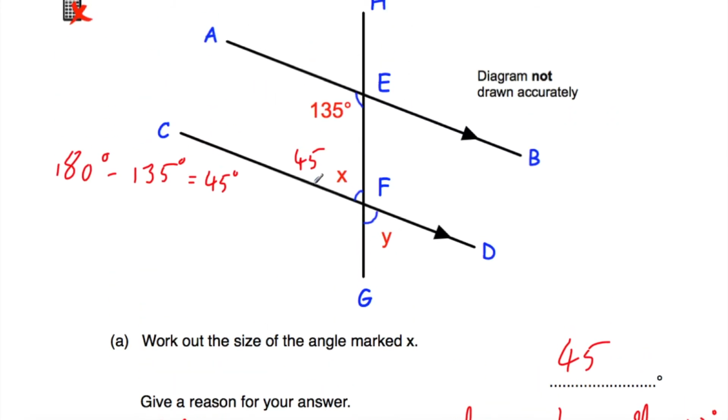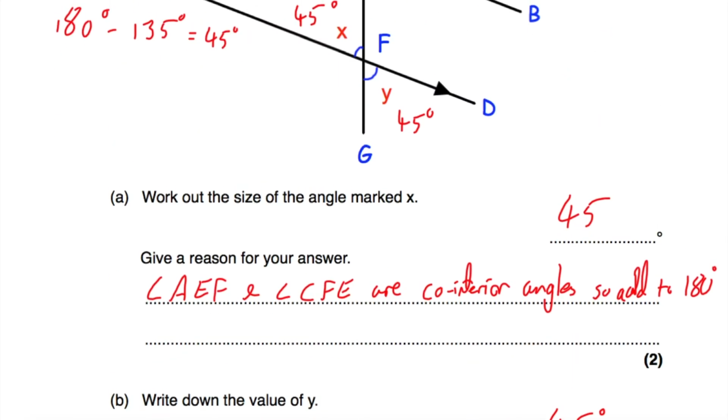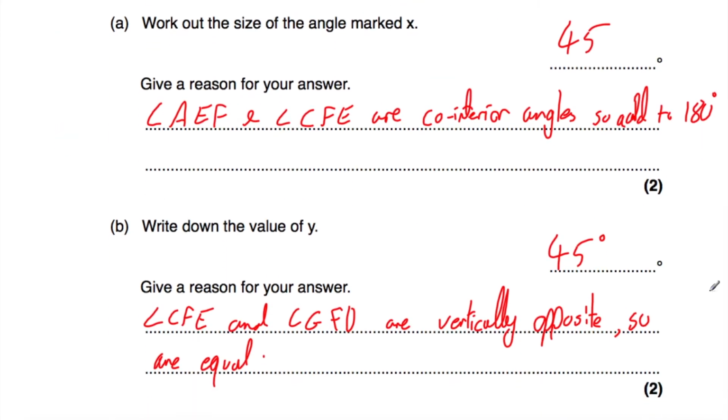Now here we've got two straight lines across each other, so the opposite angles are equal. So if this angle is 45 degrees, this angle is 45 degrees, so y is 45 degrees because it is vertically opposite to the other 45 degrees. So let's explain that. I've just explained the angles CFE and GFD. Those angles are vertically opposite, so are equal to each other. So that's why it's 45 degrees. Okay, let's look at our next question.